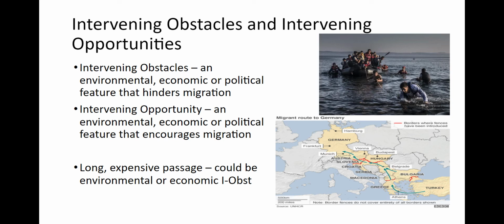Or you can have political intervening obstacles like walls or migration barriers, or like immigration policies. And on the other side of the coin, you have intervening opportunities, which are environmental, economic, or political features that encourage migration. So some sort of policy that serves as an opportunity for people to move to a new place, or some sort of economic situation in which people might settle down in a new place.